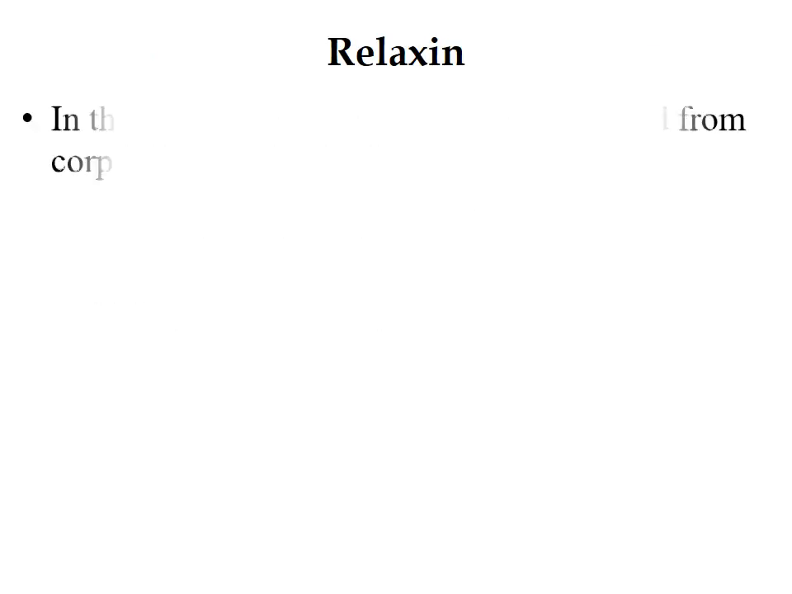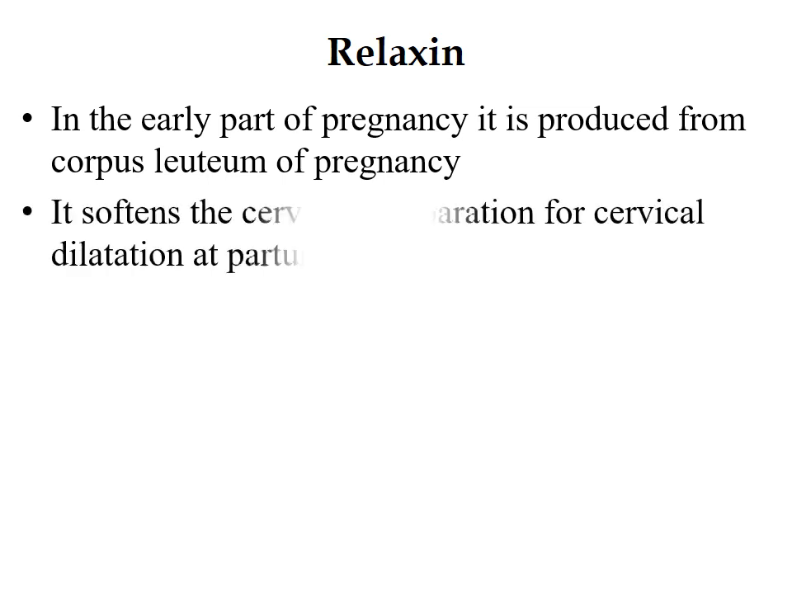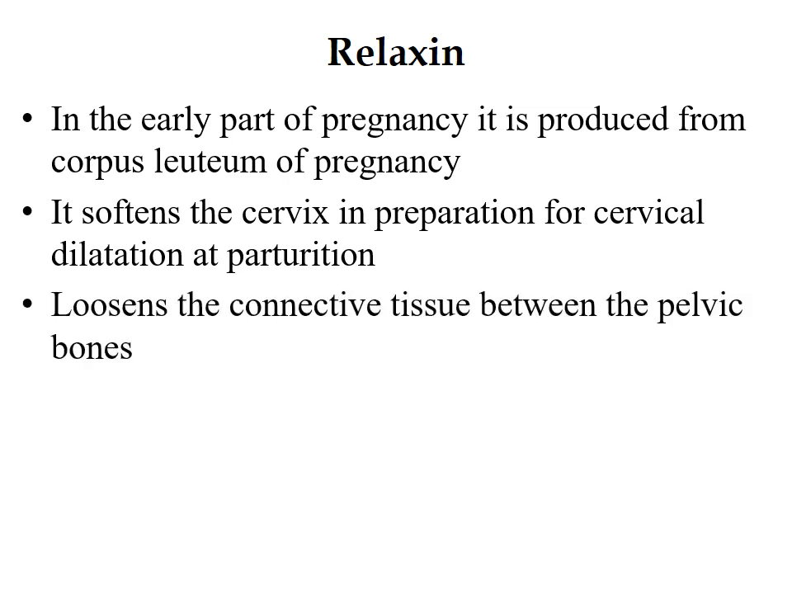Relaxin. Relaxin is another hormone. In the early part of the pregnancy, it is produced from the corpus luteum of pregnancy. It softens the cervix in preparation for the cervical dilation at the time of parturition. So this is a kind of hormone which is facilitating the parturition or childbirth by softening the cervix. It loosens the connective tissue between the pelvic bones.